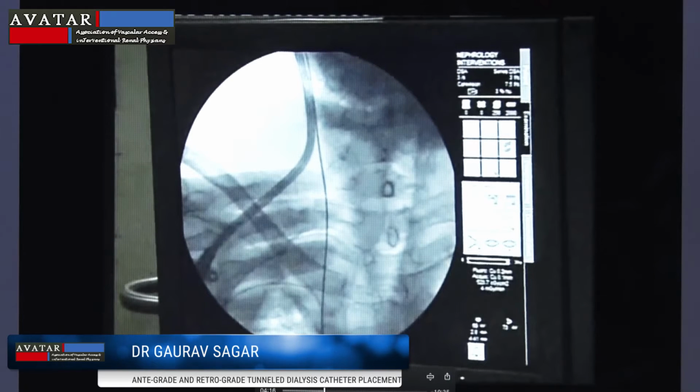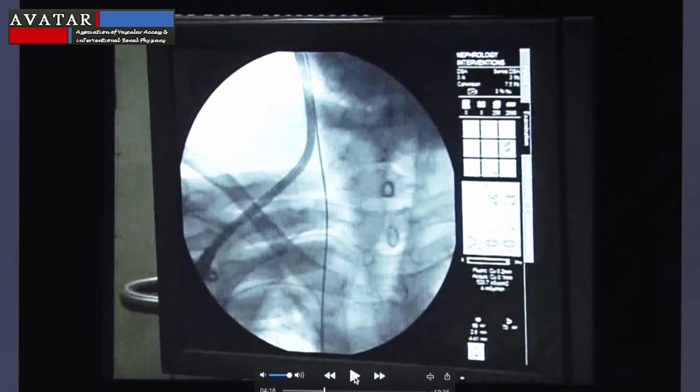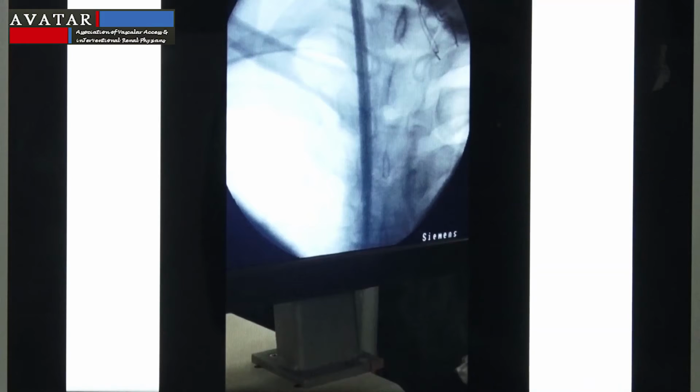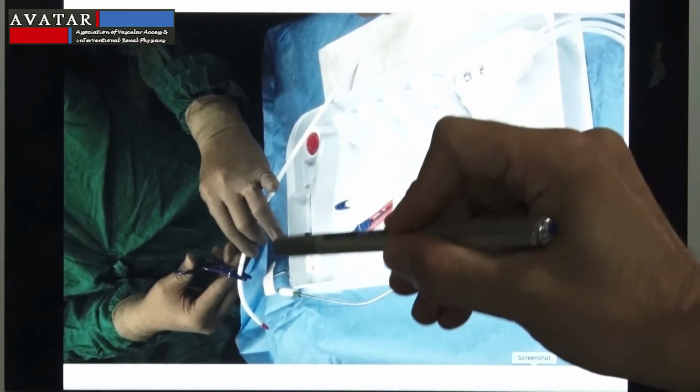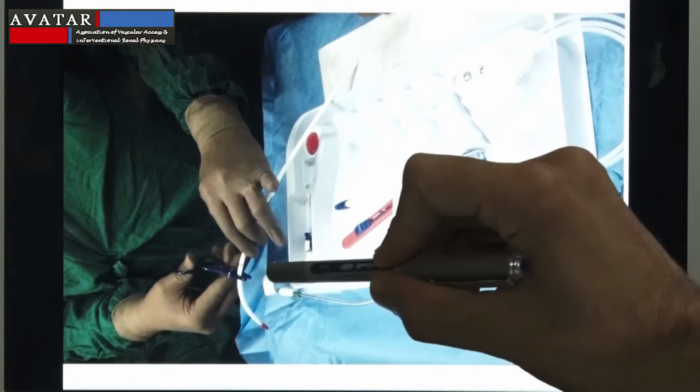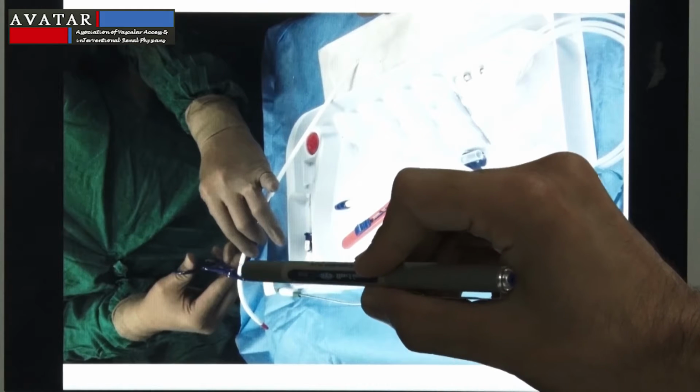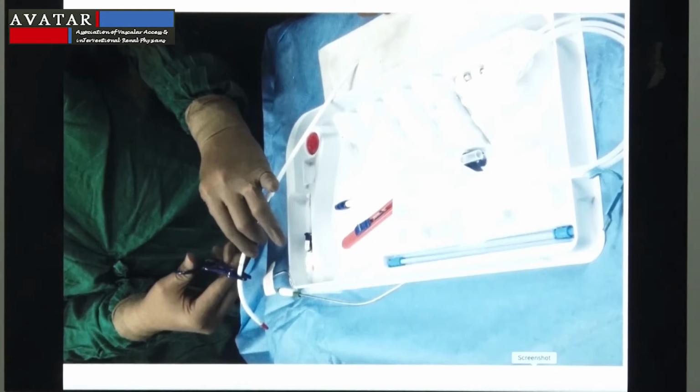Especially in the beginning of the learning curve, you have to be very careful. You don't want any complications because you'll be discouraged to do procedures further. After the serial dilatation, the sheath is introduced, which again is done under fluoroscopic guidance. Inside, we take the catheter and put the venous clamp so as to prevent air embolism. This clamp is put here.